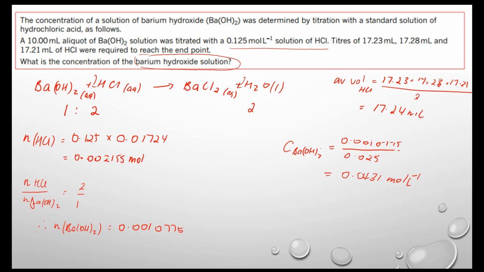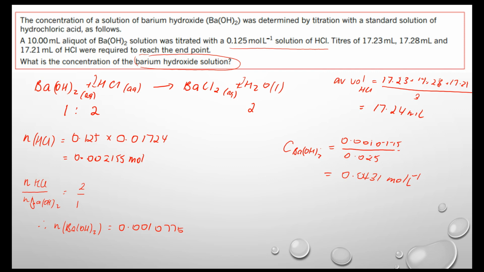Having a look at this question now, the concentration of a solution of barium hydroxide was determined by titration with a standard solution of hydrochloric acid. So we've got 10 mL of barium hydroxide titrated with a 0.125 molar solution of HCl. The amount of HCl required was 17.23, 17.28 and 17.21 mL. So we've got the concentration of HCl and the volume of HCl, so from that we can calculate the moles of HCl that we used.